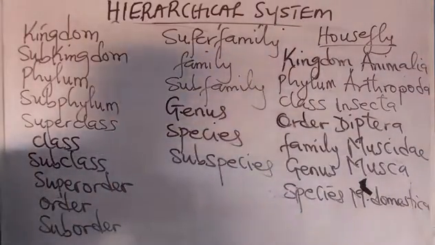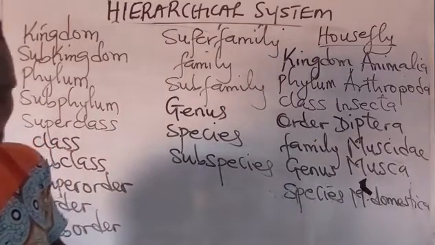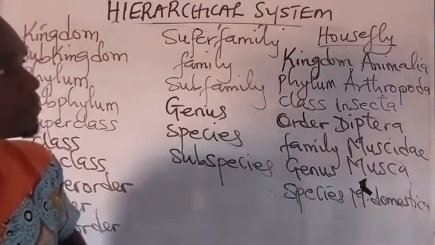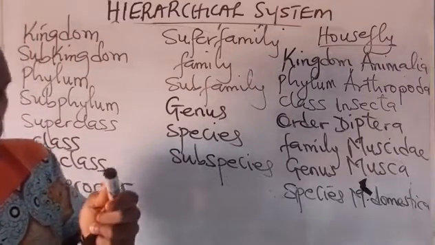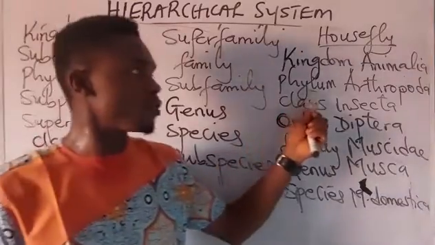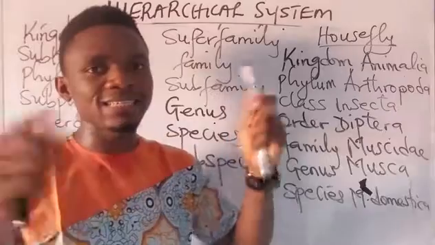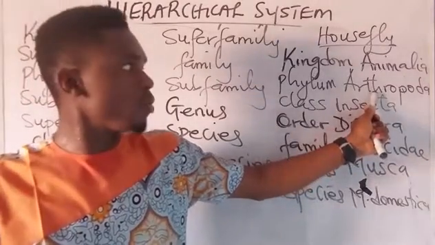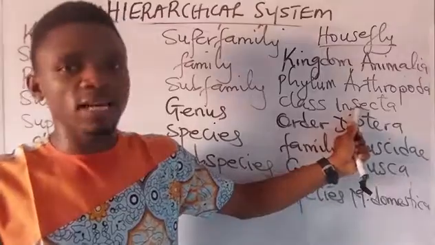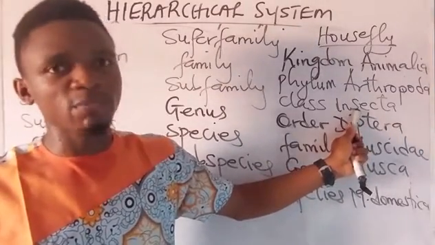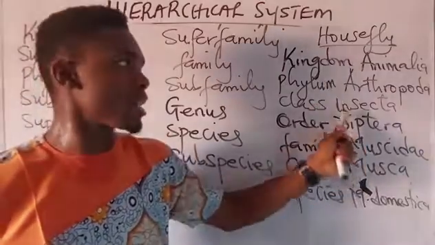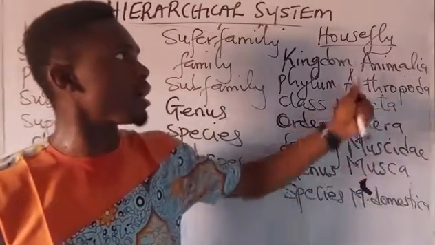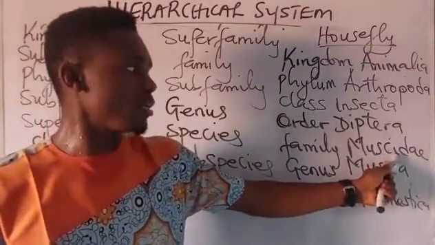Now, what I've just done is the classification of organisms based on the hierarchical system. The housefly is an animal, so we say kingdom Animalia, and we have eight phyla. One of the phyla is Arthropoda, where you have insects generally. Under phylum Arthropoda, you have four classes: Insecta, Crustacea, Myriapoda, and Arachnida. The housefly belongs to class Insecta. The order is Diptera, and the family is Muscidae.